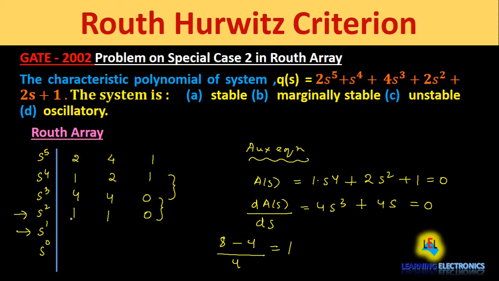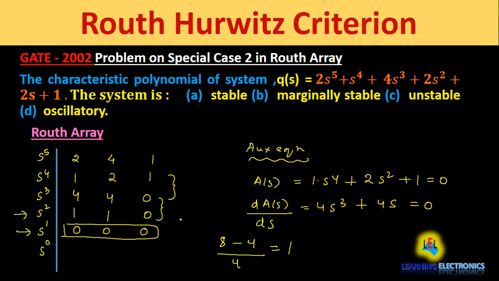So when we find out the first term, here we can see that (1 into 4 minus 4 into 1) divided by 1 is equal to 0 we are getting, and the next term will also be equal to 0 and the last term will also be equal to 0. So here we can see that again the s to the power 1 row is becoming 0. That means all the terms in the s to the power 1 row are becoming 0. So here again we need to construct the auxiliary equation.